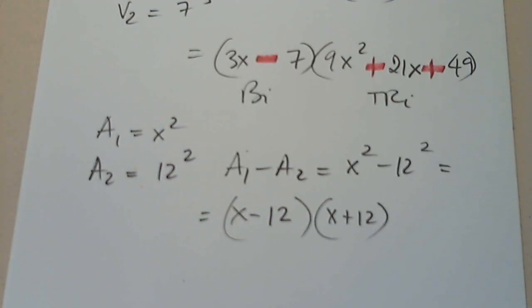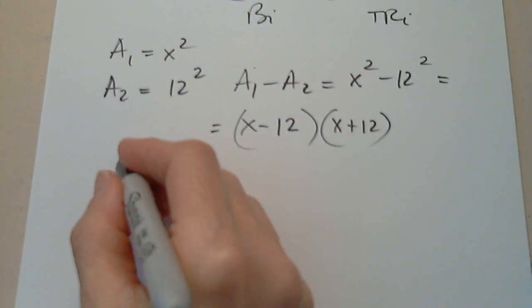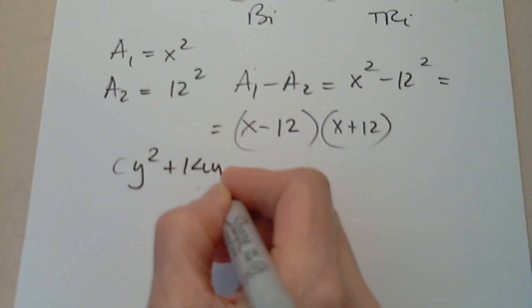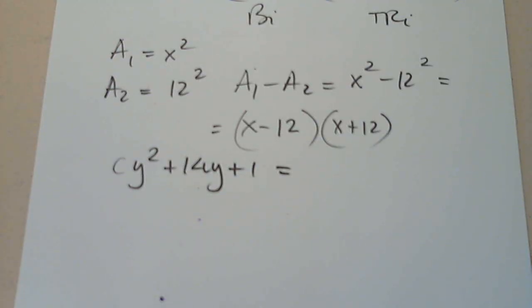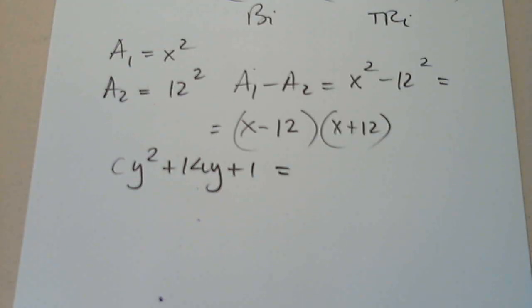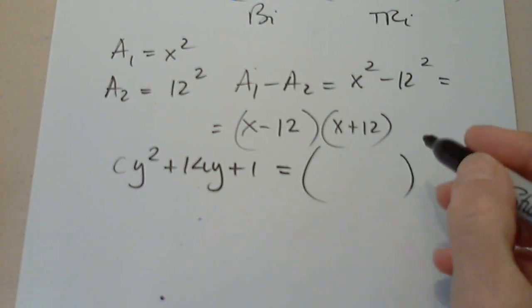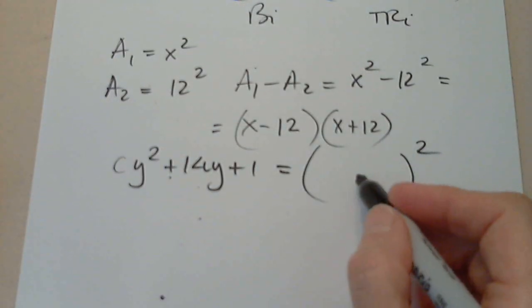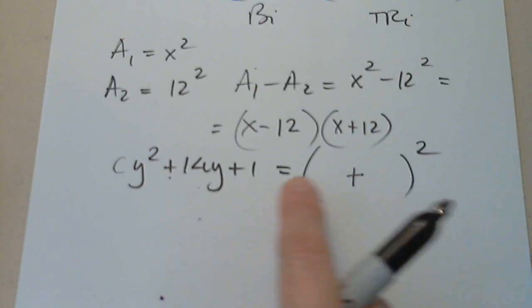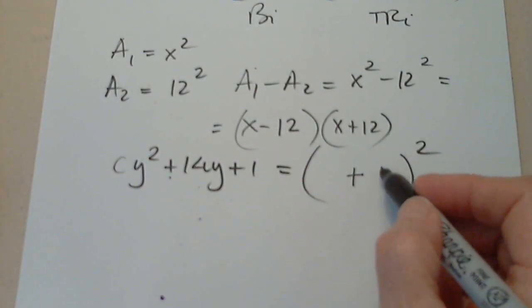Okay, let's move on. We did 28 and 29. Let's look at 30. Very good. Find C such that the polynomial is the square of a binomial. So C, y squared plus 14y plus 1. So in order for this to be a perfect square, first of all, I have plus here, so I have to have plus here. Secondly, what number squared is 1? Obviously, it's 1.